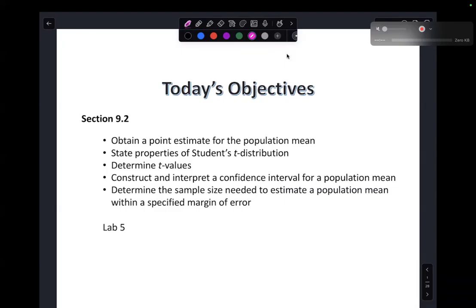It's kind of like a z-score, but it is very specific for our purposes. And I'll show you how to use those. I'll show you the table, and then I'll show you how to do it with the calculator. We're going to do confidence intervals for mean, and then we're going to calculate the sample size needed if we want to estimate the population mean with a specific margin of error. So it's the same stuff we did with proportions, but it's just with means instead. So that's what we're doing tonight, and I'm really excited to get started.